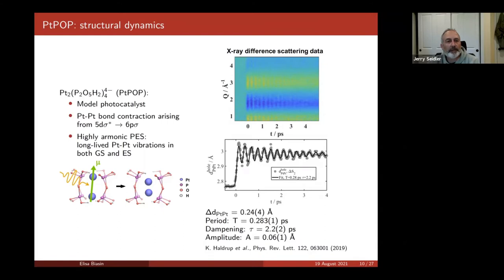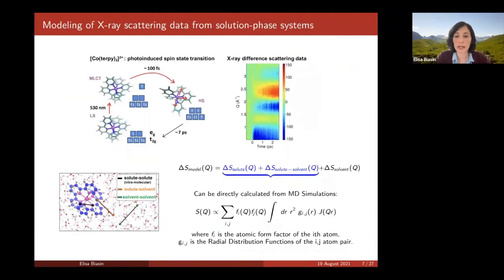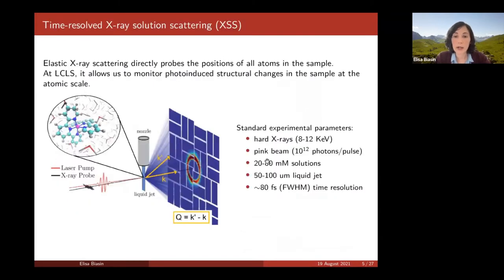the X-FEL pulse? Yeah, so that is measured with a timing tool. That's what we call it. It's just a silicon nitride membrane that measures the arrival time of both pulses, because the intrinsic jitter for the arrival time is around 600 femtoseconds. But with the implementation of this timing tool, you can measure the arrival time of both pulses with an accuracy of 10 femtoseconds.